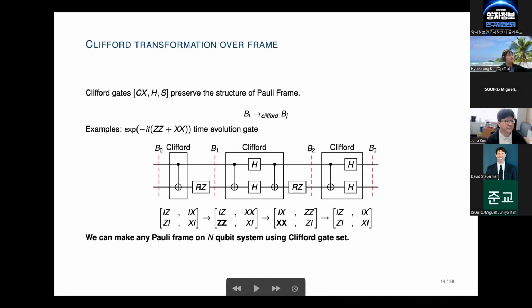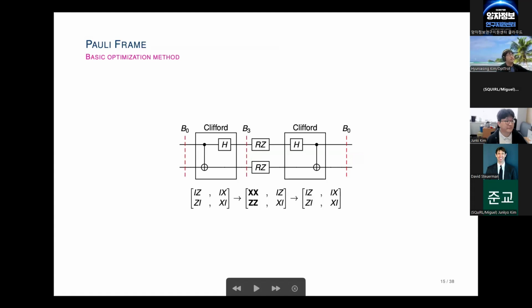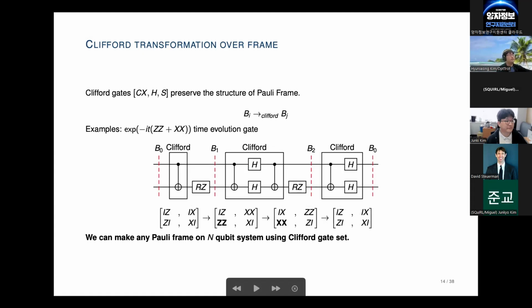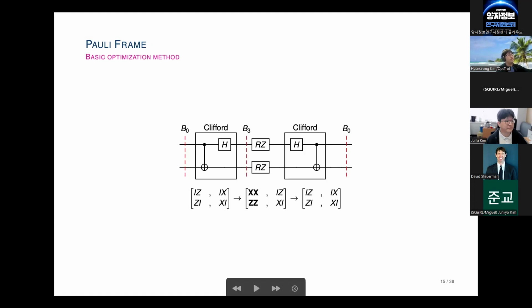So these two circuits are identical for time evolution, but the frame path, the frame step, meaning from one frame to another frame, is different. In this quantum circuit, we step through two different Pauli frames in the intermediate step, but in this quantum circuit, we only require one Pauli frame. So it means that by choosing the proper Pauli frame path, we can optimize the time evolution of the quantum circuit.